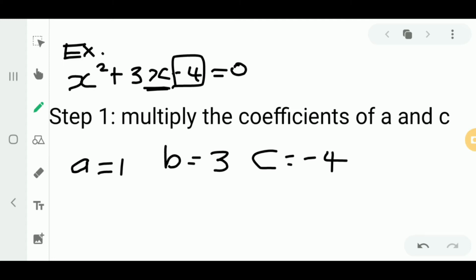So it says multiply the coefficients. The coefficients are the numbers that are attached to these. So AC, A times C, that is 1 times minus 4. So that's step 1.